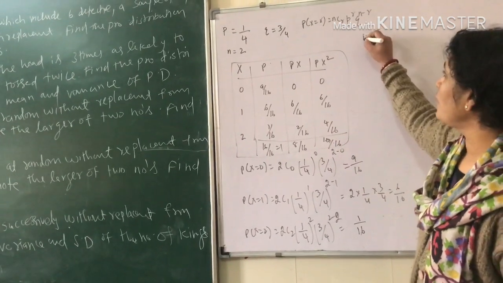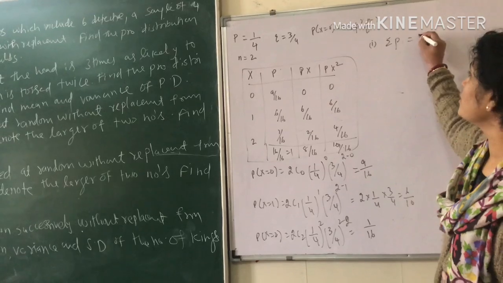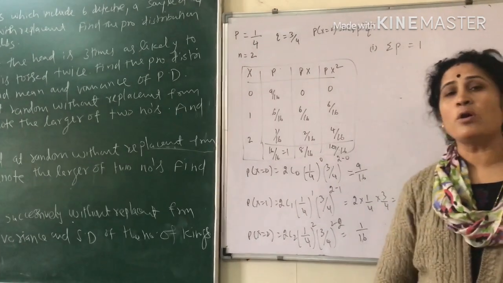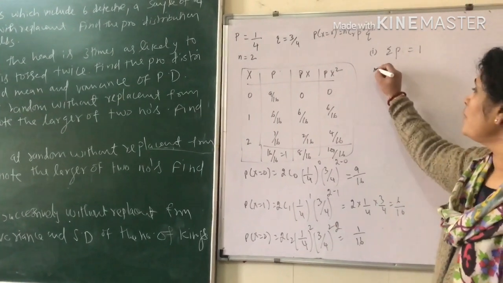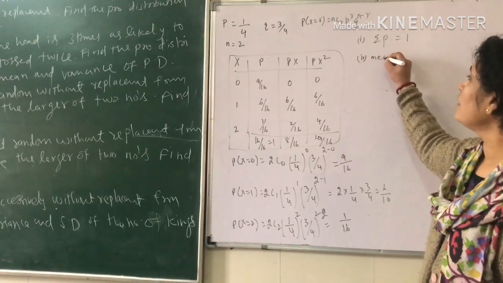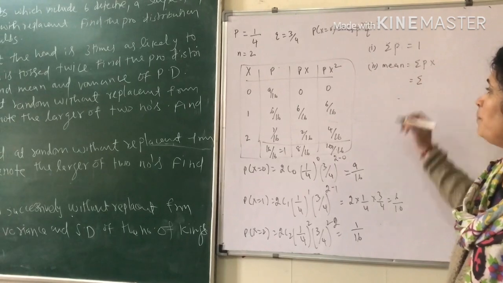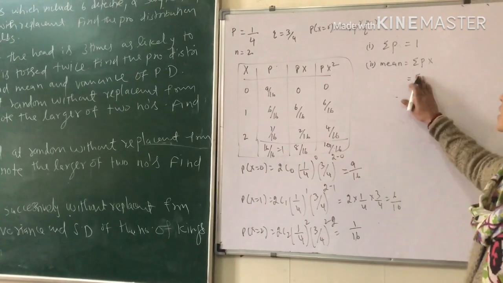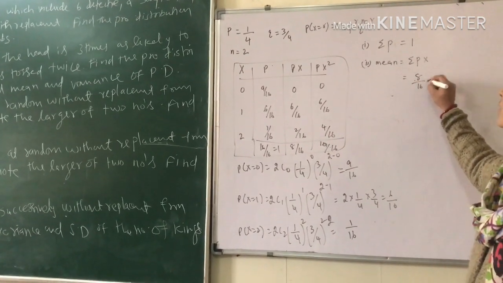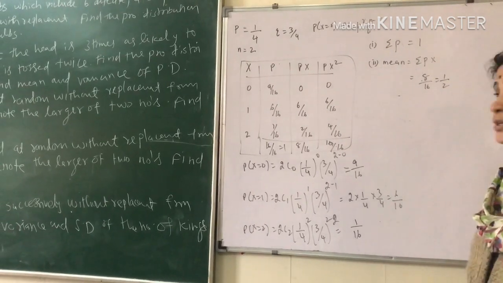Now see, number 1, you have to show that summation p is 1. That is called a probability distribution. Now number 2, mean. So mean, that is equal to what I told you, summation px, that is equal to summation p into x, that we have. So that is equal to 8 out of 16, that is equal to, you can write the ratio, 1 by 2.